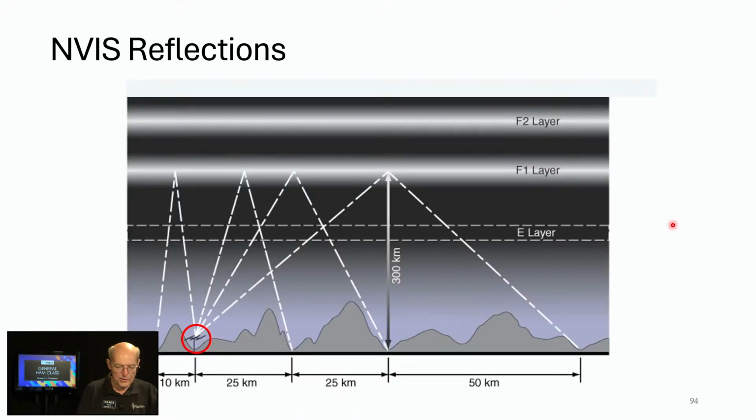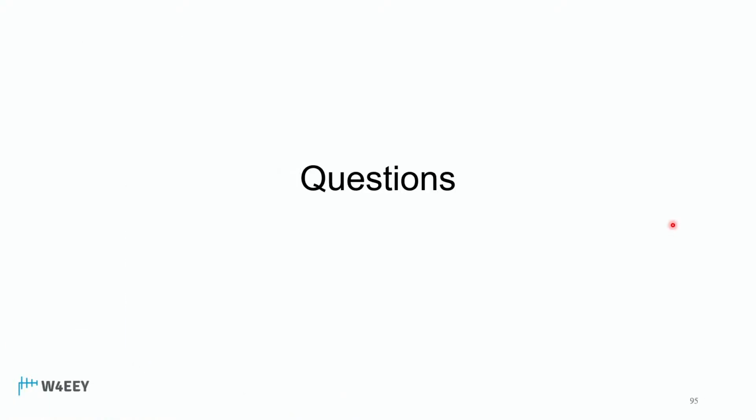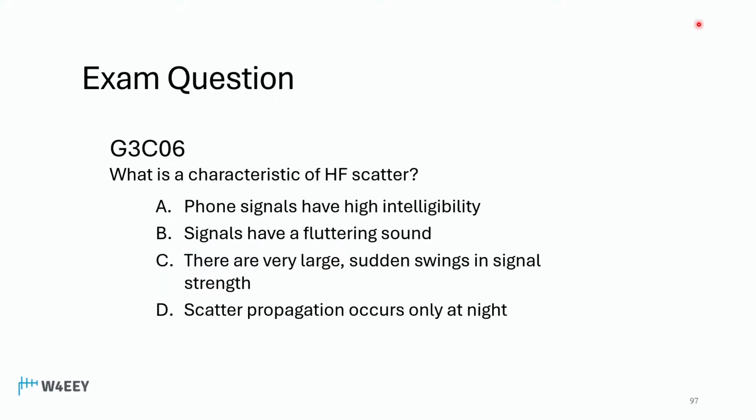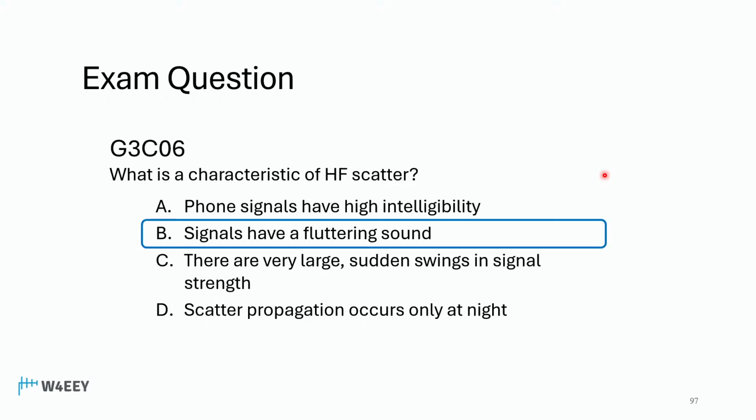And there was our picture again. All right, and a few questions, then we'll get into our supplemental material. What type of propagation allows signals to be heard in the transmitting station's skip zone? Bravo. It is Bravo. That's scatter. What is a characteristic of HF scatter? Bravo. Yep, signals are weak and fluttery.